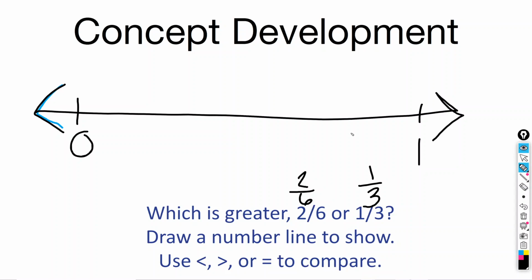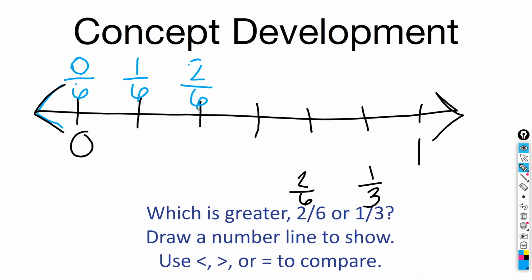So then let's start with 2/6. So I have to make 6ths. So I'm going to break this up first in half and then each side into thirds. And now I have 6 parts. And I need to get to 2/6. So I'm actually going to do that in blue. So here I have 0/6, 1/6, 2/6. And I'm going to stop right there because I got to my 2/6.